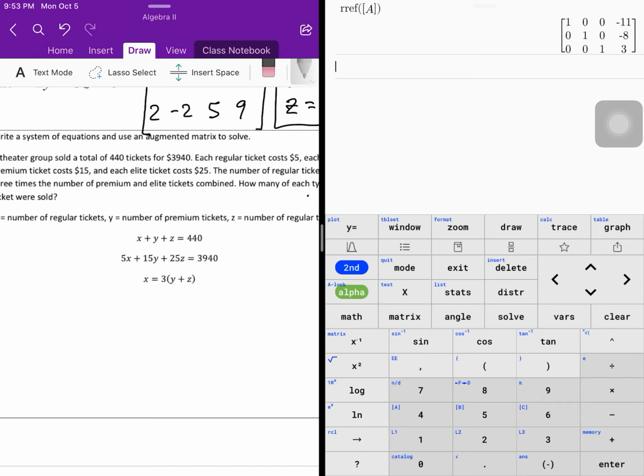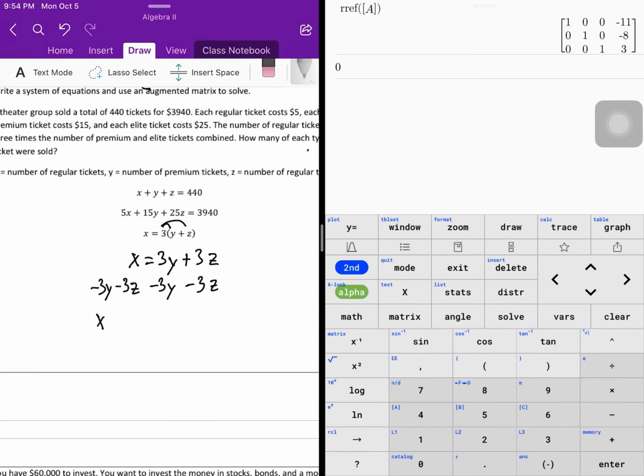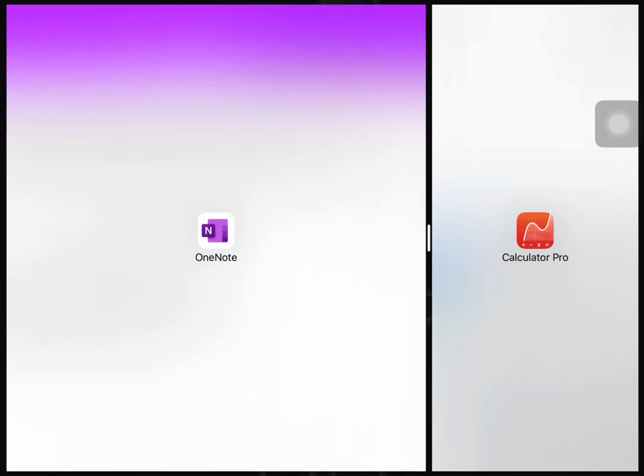So the first one's good. We have x, y, and z all on one side. Second one's good, x, y, z, and then a constant. Now the third one, though, we need to simplify this. So if we distribute that 3 to both terms there, we get 3y plus 3z. Now we need to get all of the variables on one side. I like to move everything to the left. So if I subtract 3y and subtract 3z and do that on the same thing over here, my new equation becomes x minus 3y minus 3z equals 0. Okay, so I just transformed this equation, so now it's in the proper form that I can put it in the matrix.